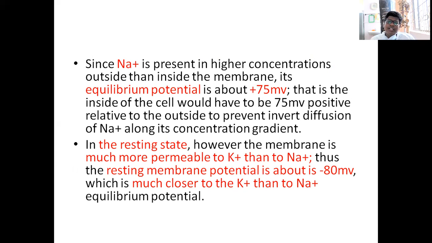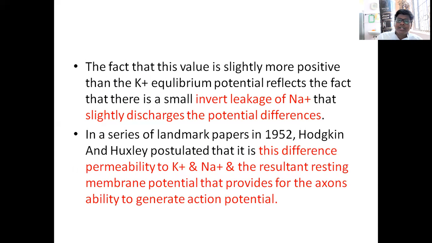In the resting state, however, the membrane is much more permeable to potassium than sodium. Thus, the resting membrane potential is about minus 80 millivolt, which is closer to the potassium than to the sodium equilibrium potential. The fact that the value is slightly more positive than the potassium equilibrium potential reflects a small inward leakage of sodium, because sodium, having a positive equilibrium potential, slightly discharges the potential difference.